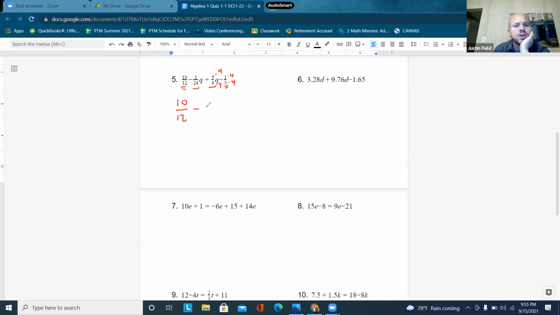10/12 minus 124q. Just bringing those guys down. Nothing needed to change there. But this 5, 6 is now going to be 5 times 4 is 20. 4 times 6, 6 times 4 is 24q. And then 1 times 4 is 4. So minus 4. And 4 times 3 is 12.